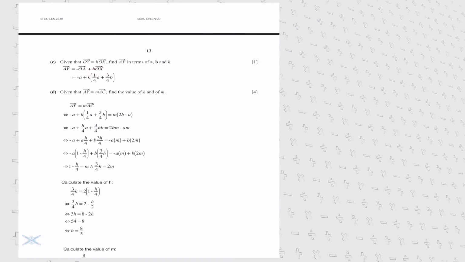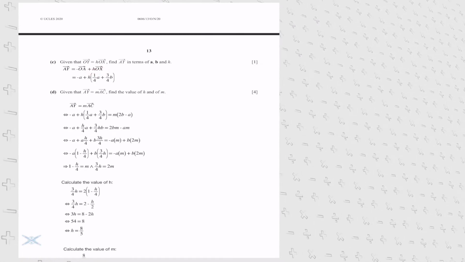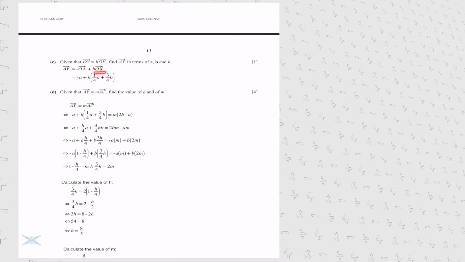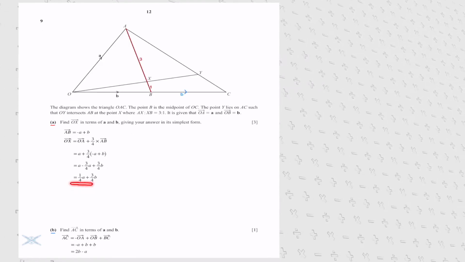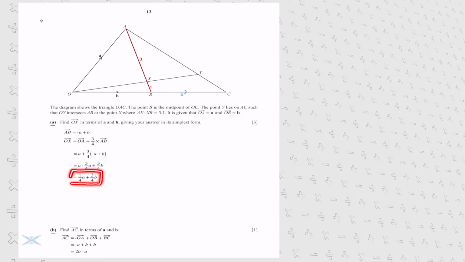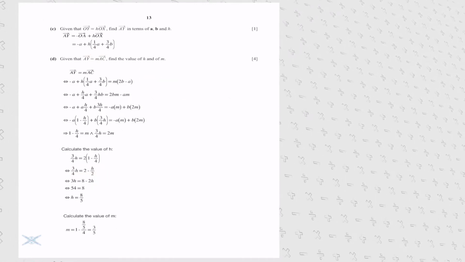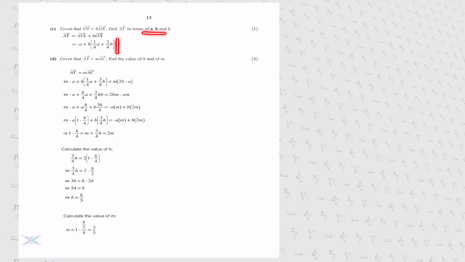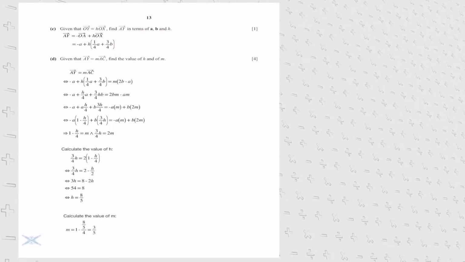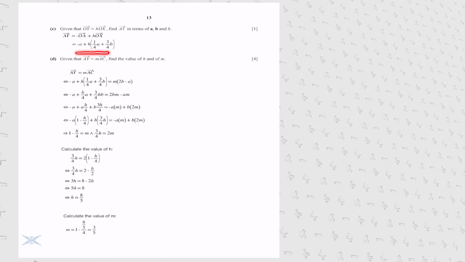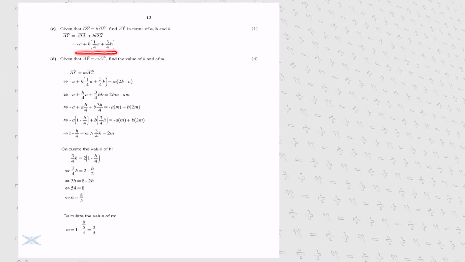What's left for us to do is to figure out a way to find vector OX in terms of A and B, which we have already achieved in part A of this exercise, so we can just copy over our result into this expression. Thus vector AY can be represented in terms of A, B and H via the expression negative A plus H multiplied by 1/4 A plus 3/4 B.